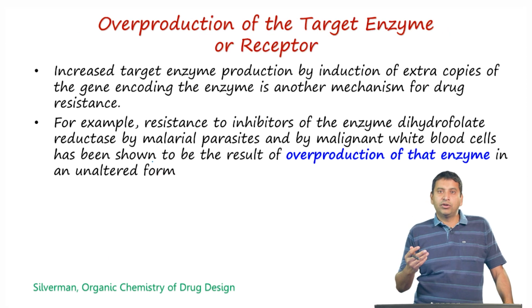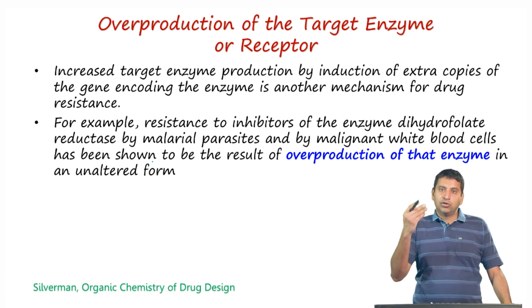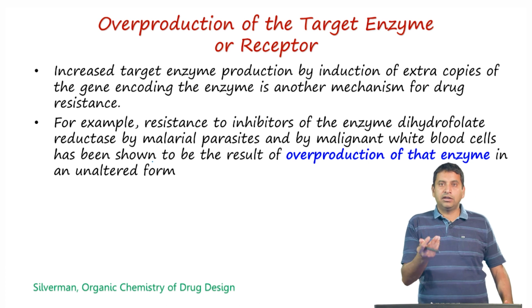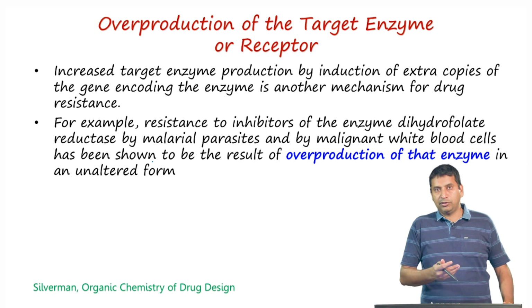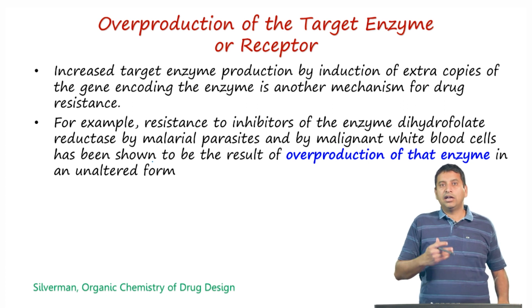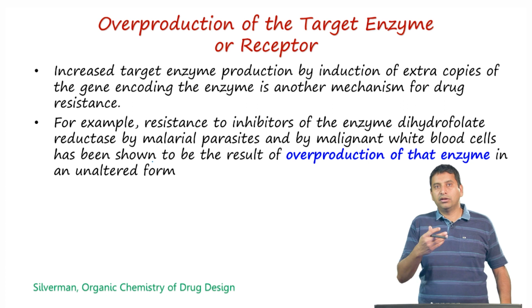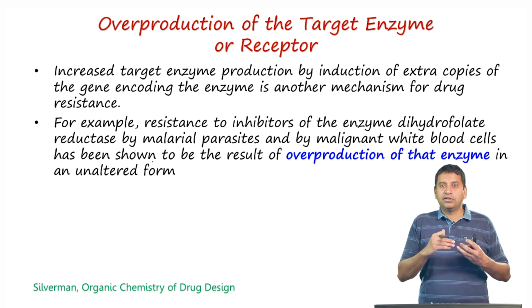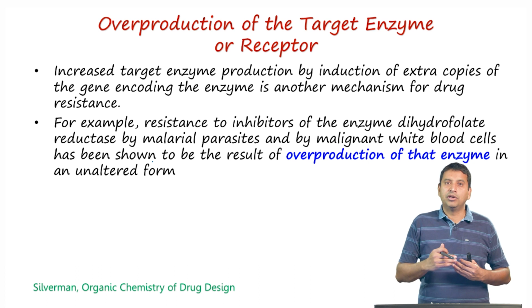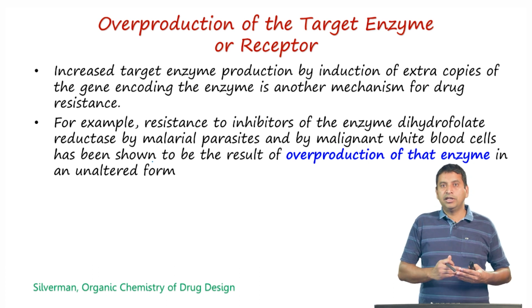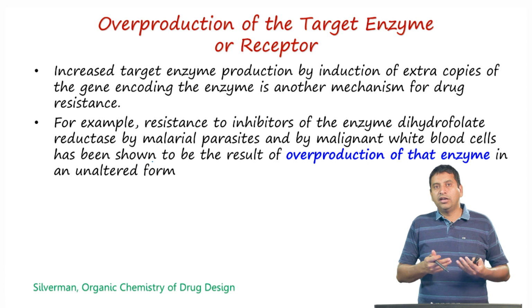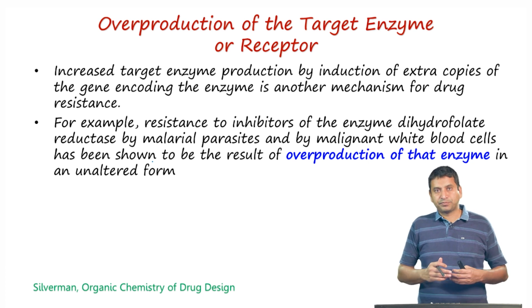Now, the next way in which you can have resistance is overproduction of the target enzyme or receptor. So, let us say we have an excellent reversible inhibitor of an enzyme or an agonist for a receptor. Now, if you have a large number of these enzymes, that is, if the protein expression goes up, then you need a much higher concentration of the inhibitor to actually inhibit the enzyme. So, one way in which the cell can counter this drug is to increase the enzyme production by induction of extra copies of the gene encoding the enzyme. Okay.